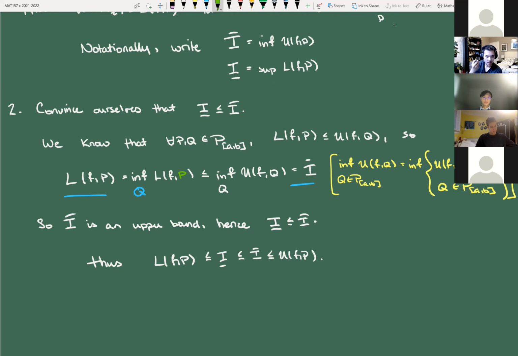And L(f,P) does not depend on Q. I'm infimizing over a different partition, so this is constant here. Or, if you want, think about it like this: if you look at this equation, it says that if you fix a partition P, then L(f,P) is a lower bound for every U(f,Q), and therefore it's going to be less than or equal to the greatest lower bound of the U(f,Q)'s. So that's another way of doing it, if you just want to reason through it like that.